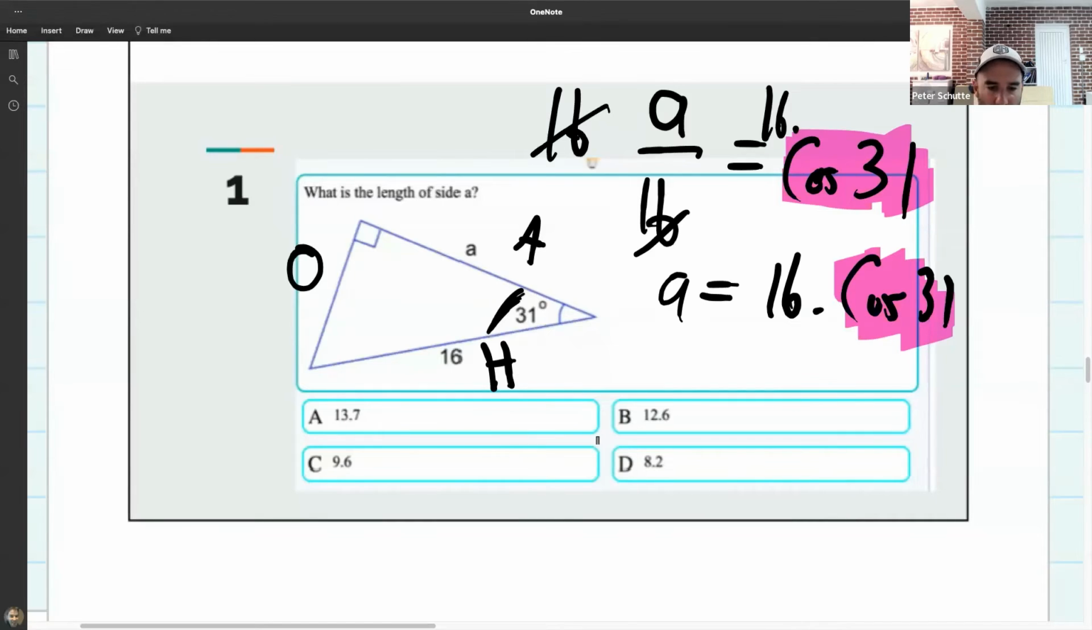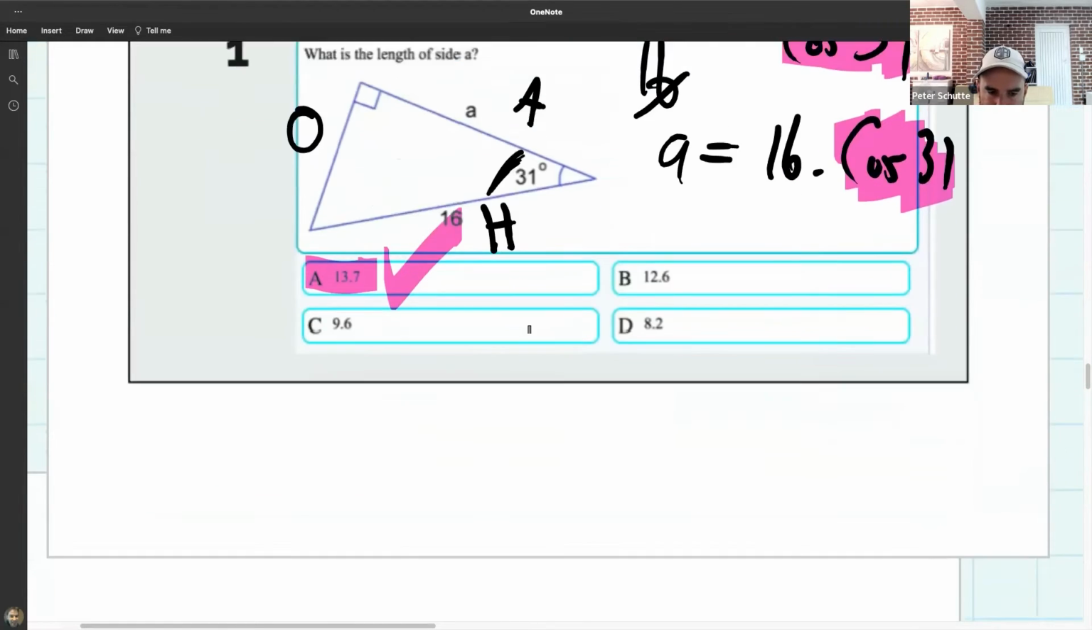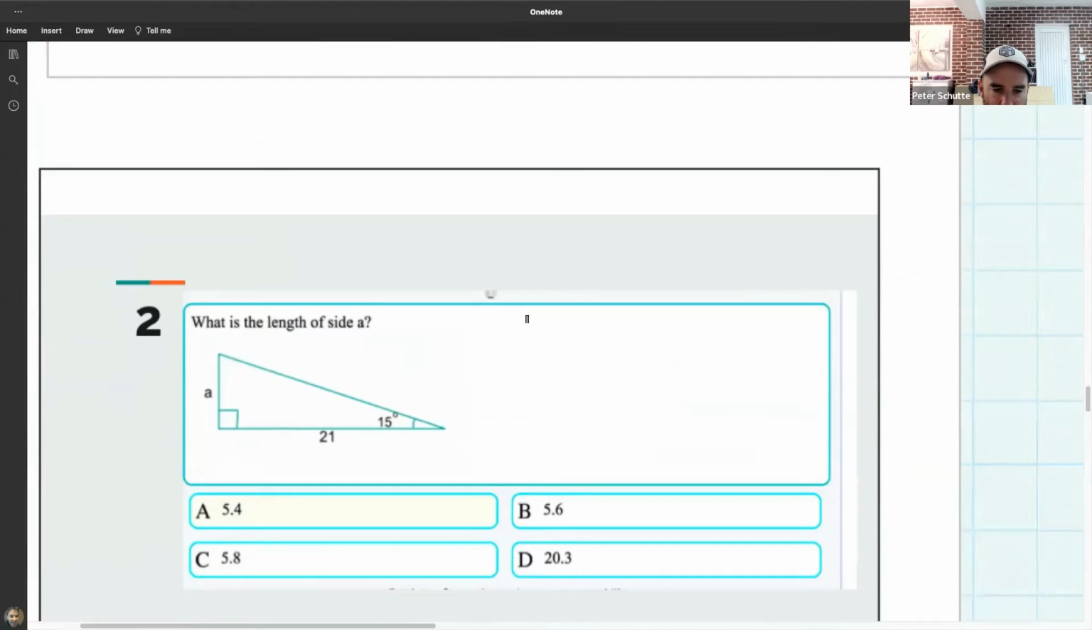Okay, so we know cos of 31 is a value. It's an internal scale factor that is true for all similar triangles. We use that and we multiply it by 16. And what do we get? 16 times the cos of 31, and we have 13.7, which is A. So that is how we would solve for an unknown side using a scale factor from a similar triangle that's stored in your calculator. So over to you guys.